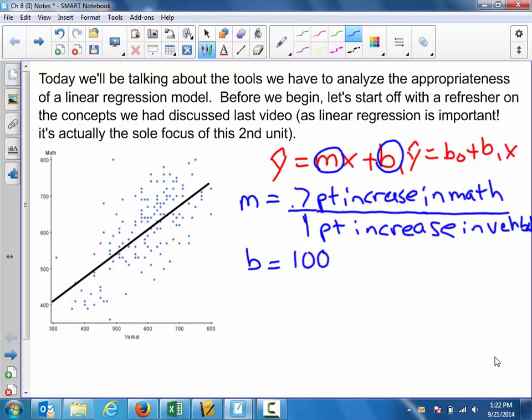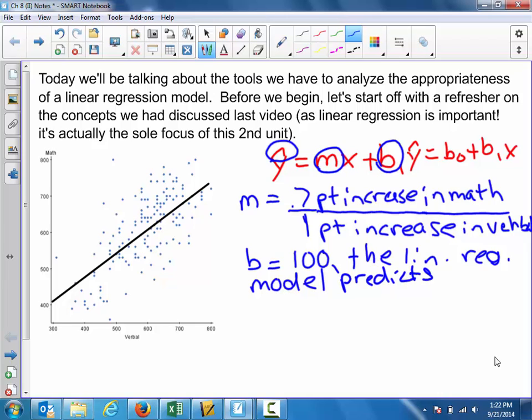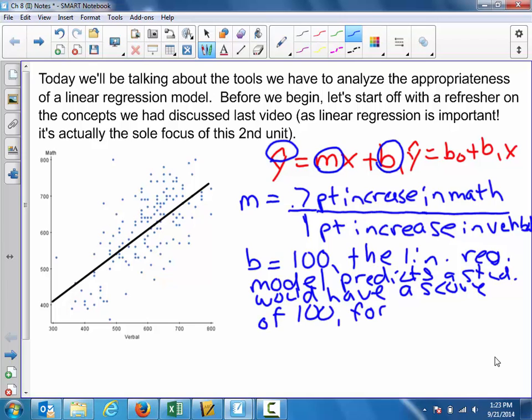Again, because units are important, this y-intercept tells us that the linear regression model predicts, hence that y hat here. We're not actually talking about what the y values are, we're talking about what this line predicts them to be. The linear regression model predicts a student would have a score of 100 on the math portion for a verbal score of 0.